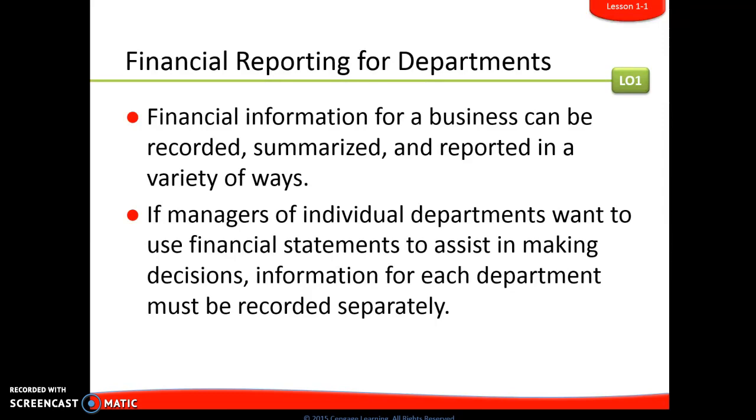It says financial information for a business can be recorded, summarized, and reported in a variety of ways. If managers of individual departments want to use financial statements to assist in making decisions, information for each department must be recorded separately. So this is going to be new for us, having it in each department.